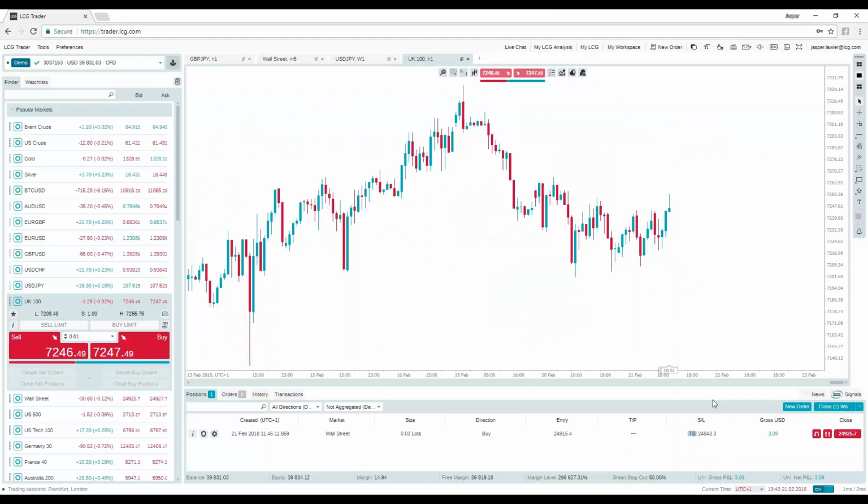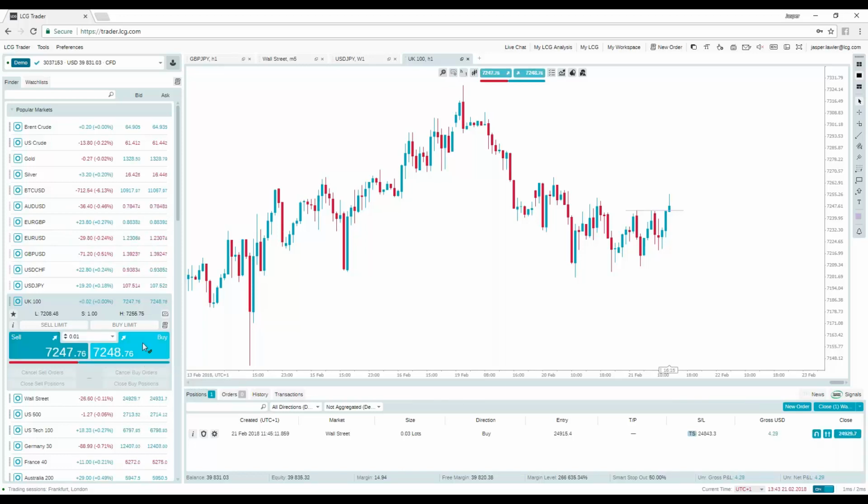So here we are, LCG Trader platform. I've got the UK 100 on there at the moment. Happen to be buying some Wall Street. But let's place a new trade. So let's say maybe we've had a breakout here. Potentially it's reversing, but who knows? Like maybe a little breakout through these highs. Maybe we're just getting a little retracement and then the market moves higher. Let's see, who knows? But let's place an order to buy the UK 100.